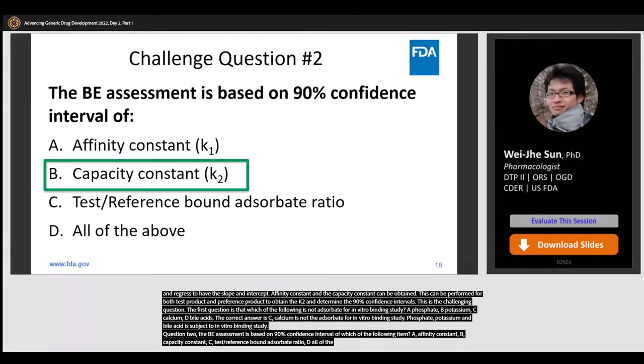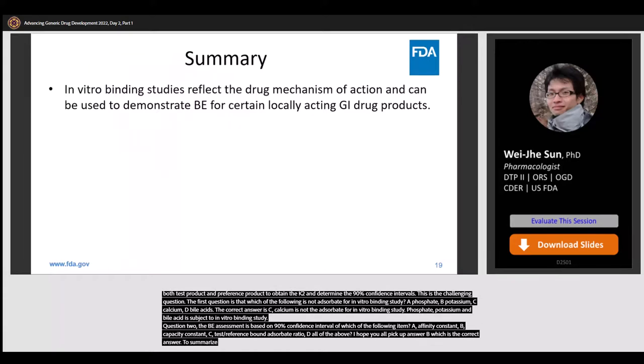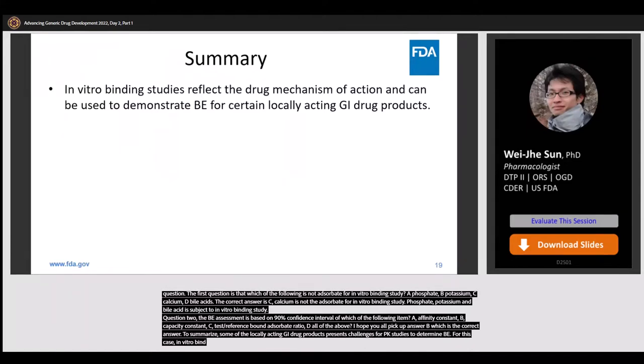I hope you all pick up option B, which is the correct answer. To summarize, some of the locally acting GI drug products present challenges for PK studies to determine BE. For this case, in vitro binding studies can reflect the drug mechanism of action and can be used to demonstrate bioequivalence.